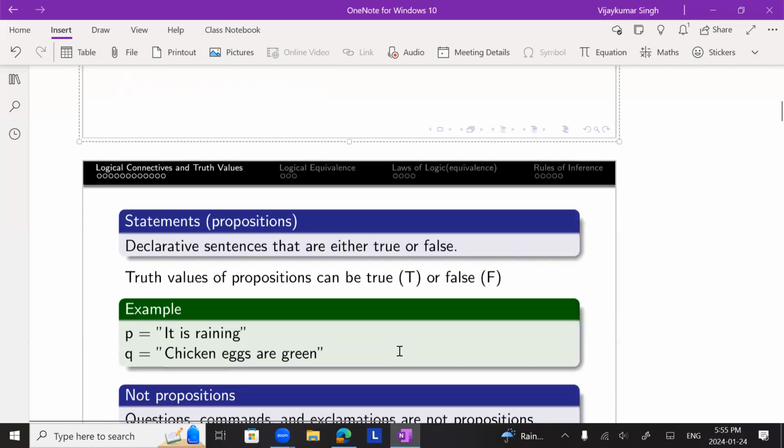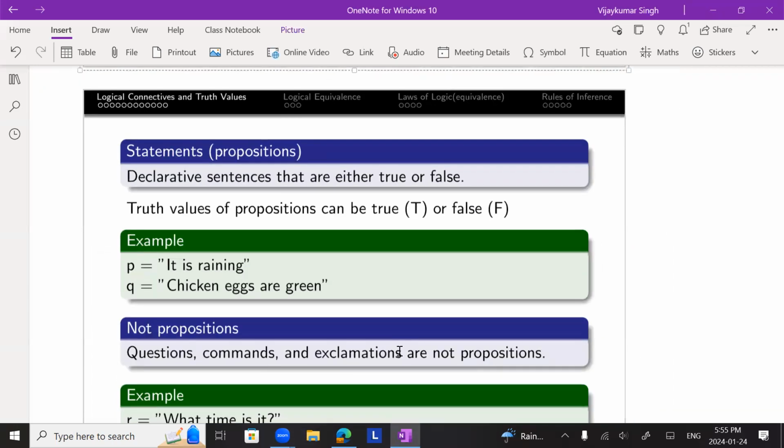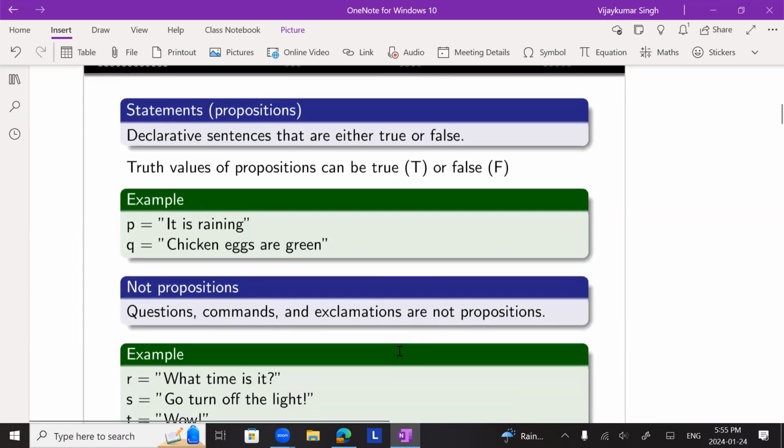Okay. So logic. The idea is we'll have statements. So what are statements? Statements are basically declarative sentences which are either true or false. So you can assign a value to it. Declarative sentences that are either true or false are called statements, and the statements have a value either true or false, not both. If that happens, then that's not a statement.